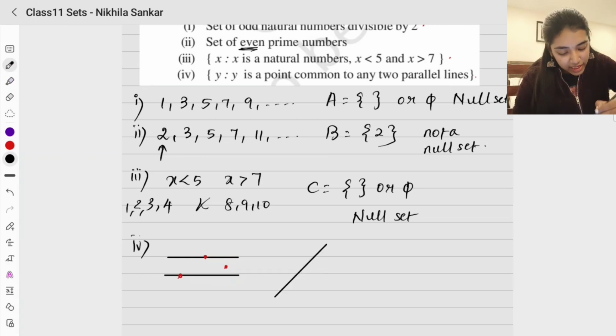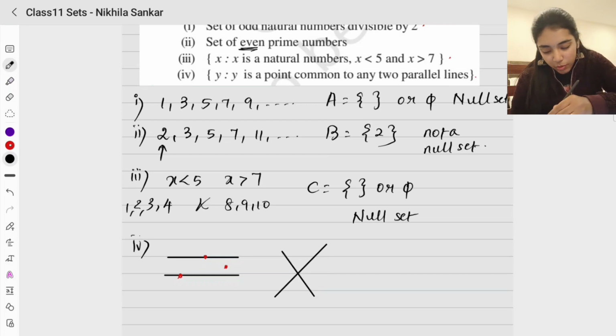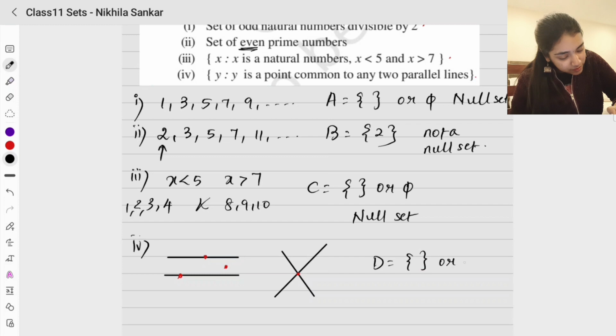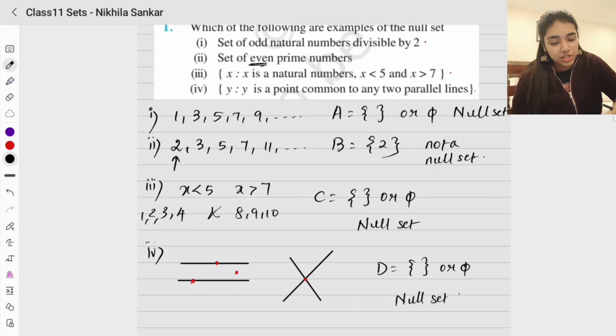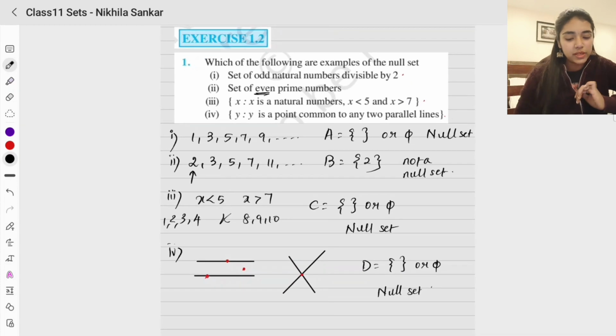When you take intersecting lines, they definitely have a common point. So this is going to be a common point which is only one single point, but they are talking about parallel lines. So again D is going to be a null set or an empty set. Okay. So only my second subsection is not a null set. Okay. Please copy.